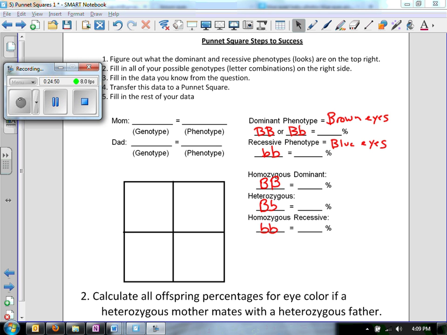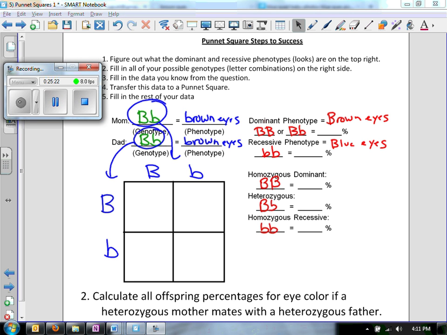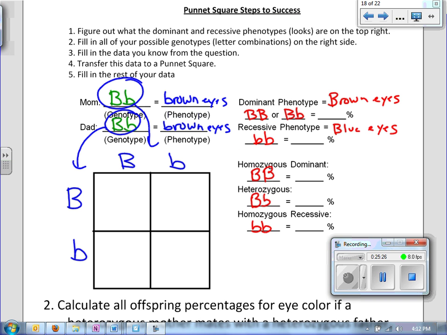Hopefully you filled in this part for part 1 of Step to Success, and for part 2. Then for part 3, where it's fill in the data you know from the questions, both parents are heterozygous, so both parents should be big B, little b. Since both parents are big B, little b, both parents should have brown eyes. You should then take dad's genes and split them up on the side, and do the same thing with mom's genes on the other side. You should then fill in all of your Punnett square boxes.